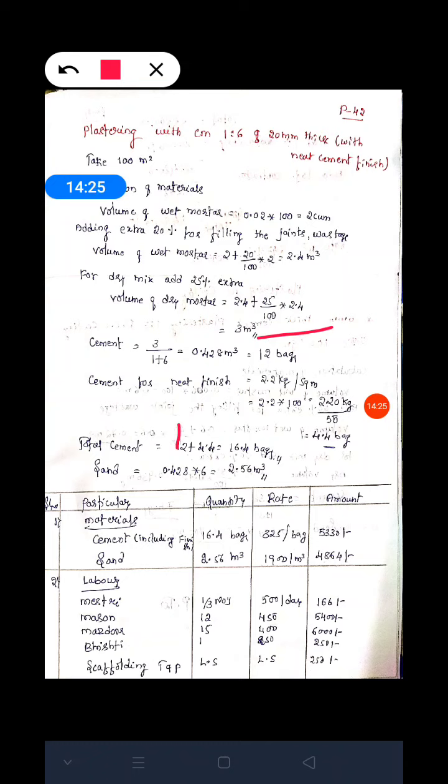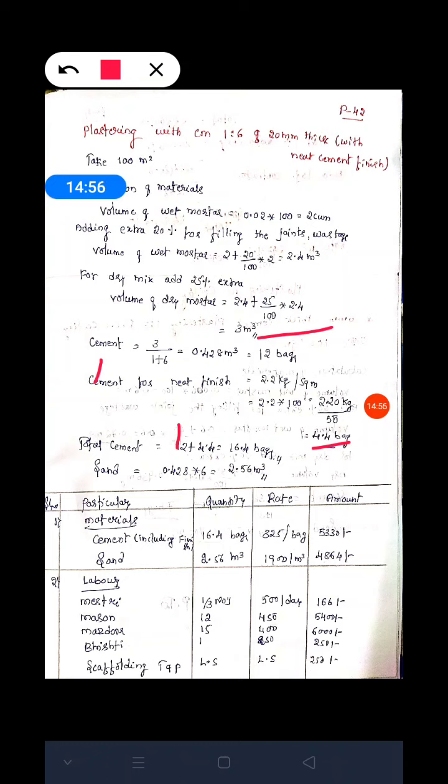Okay. Then for neat finishing, again we should consider 2.2 kg per square meter. So 2.2 kg per square meter, where the total area is 100 square meter. So 2.2 into 100, then we got around 220 kgs here. Per bag of cement weighs around 50 kg. So 220 kg divided by 50 kg, then we got the number of bags as around 4.4 bags here.